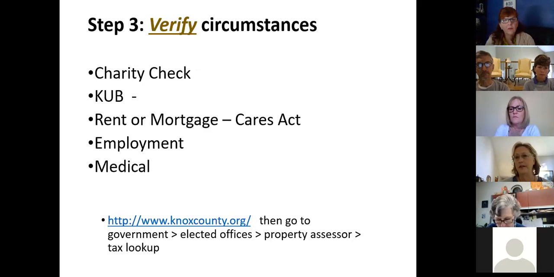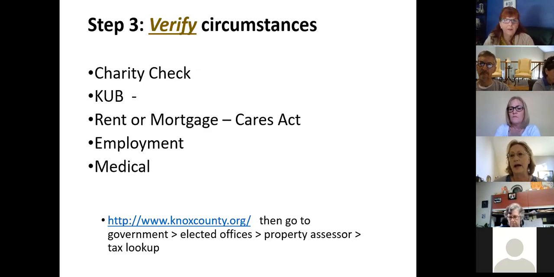KUB, we know that they are not cutting off at this time, and they've just decided to waive late fees. But before we go into depth on that, I want to tell you a little bit about how to verify. It's good to see how large their bill is. What is the final notice? Even though they're not cutting off, it's good to see that.